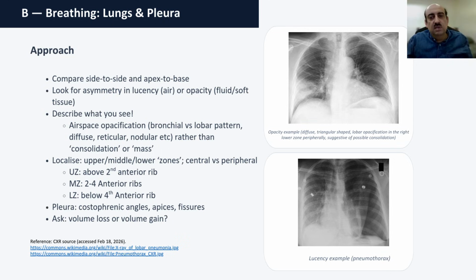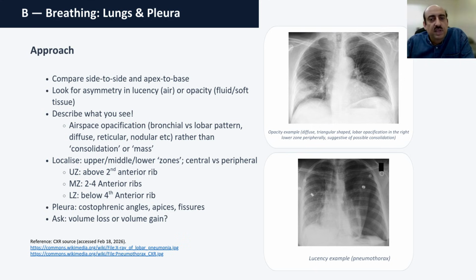In terms of the examples on the right hand side, if you see the opacification example that I have just described, this is a good description. You can say there's right-sided diffuse triangular shaped lobar opacification in the right lower zone peripherally, suggestive of possible consolidation. So this is more comprehensive. You might also see that the right hemidiaphragm is probably at the same level as the left, so there's an element of volume loss on the right side as well.